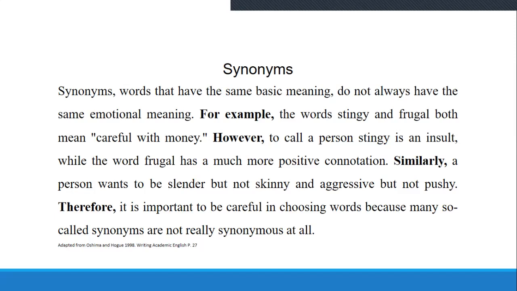Similarly, a person wants to be slender but not skinny and aggressive, right? So among the synonyms for slender, you get the word skinny and also aggressive. So a person might want to be slender but not skinny. Okay, so even though skinny has been given as a synonym for slender, it actually does not go with the original meaning. Emotionally, it gives a totally different meaning, right?